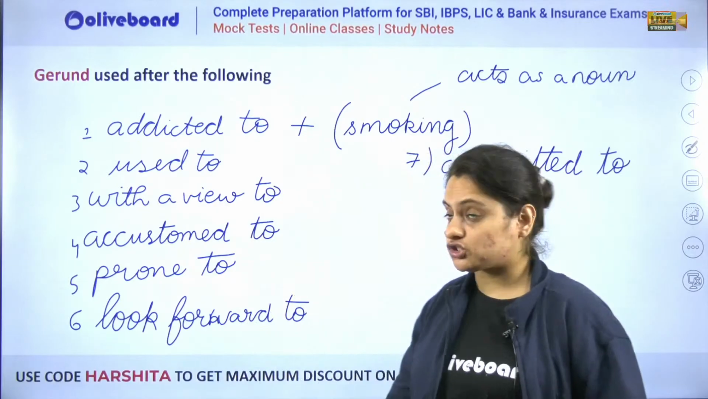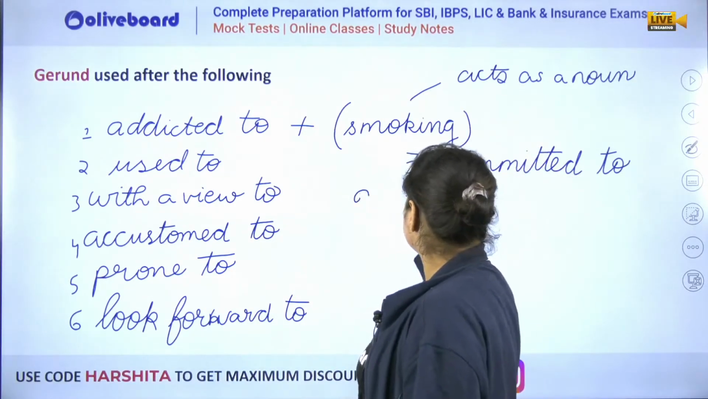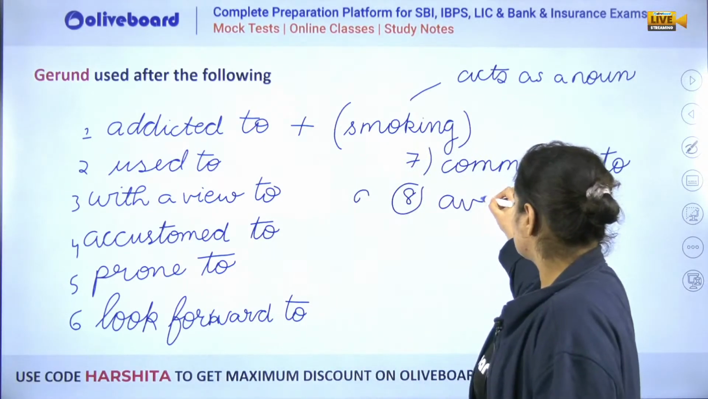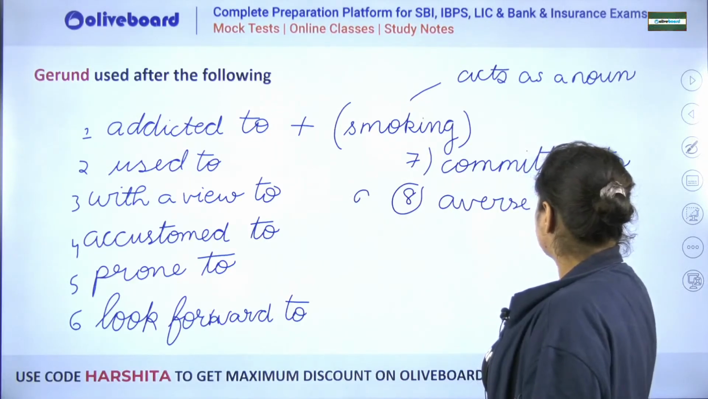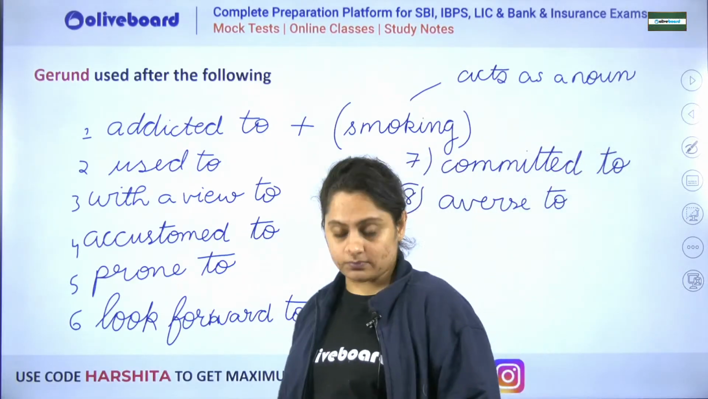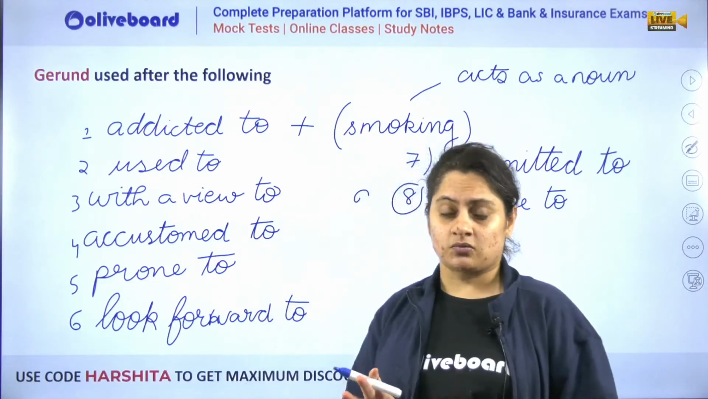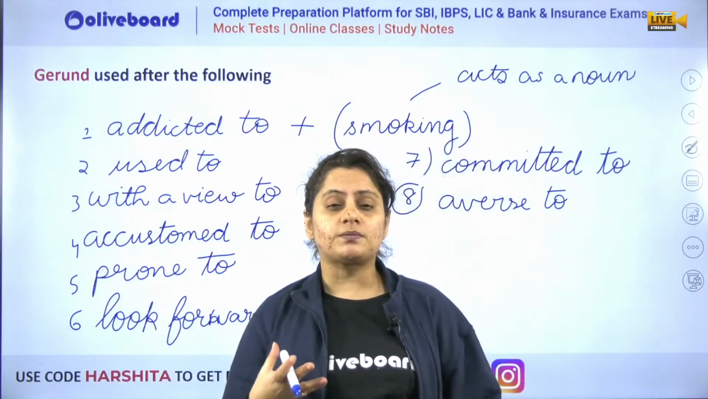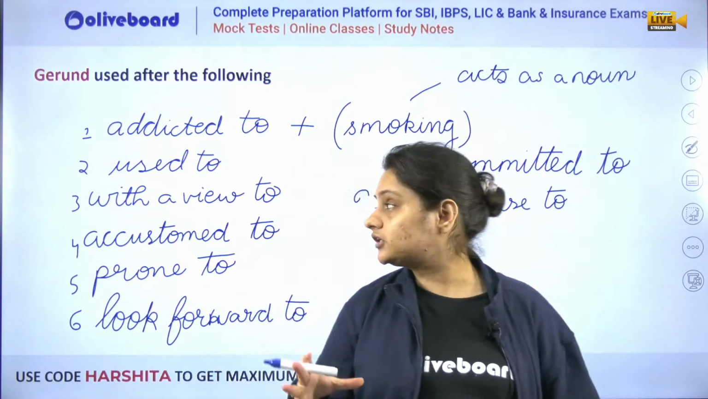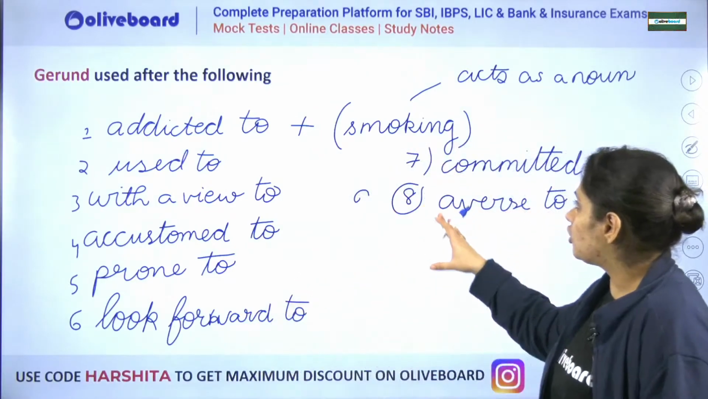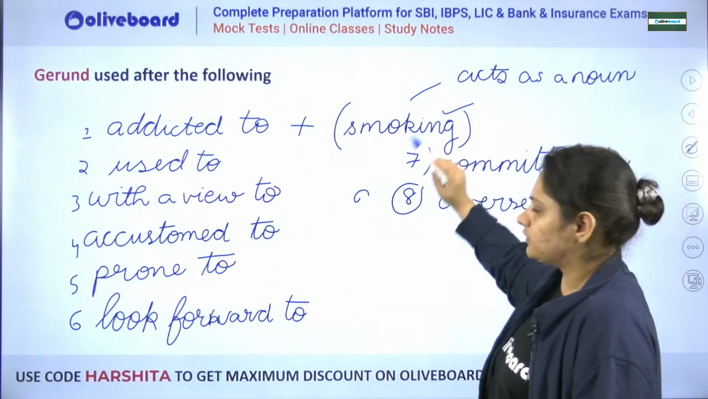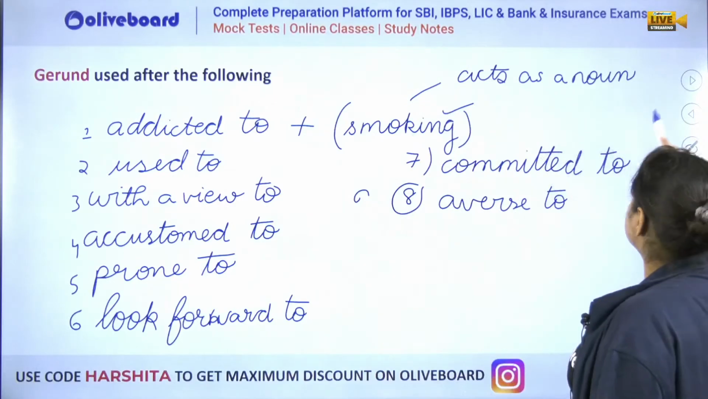Averse to, very good, Debashish has mentioned it. Averse to plus ing form. Okay, right. Object to, these are basic ones. Even when you observe newspapers, when you're reading articles and editorials, you have to understand that after all of this, what form will come? The ing verb will come. Okay, so this is a list.